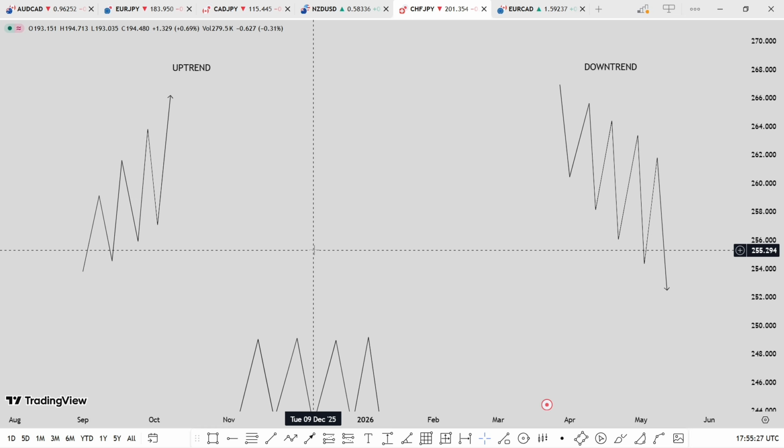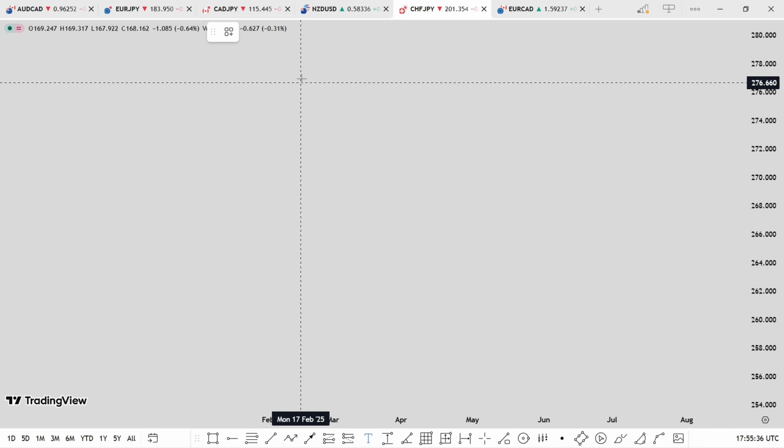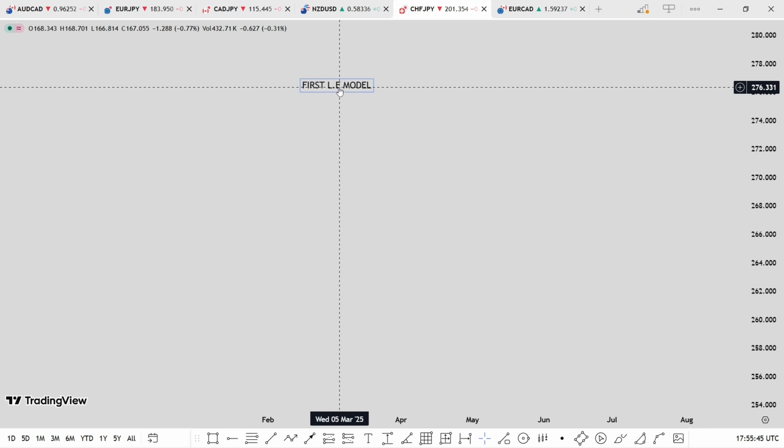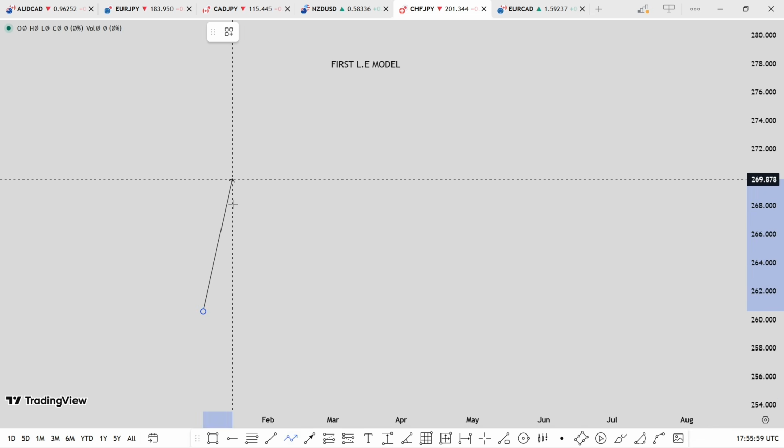Okay, so let's talk about the first L.E model. In this lesson we're only going to talk about the first one. In the other lessons we talk about the second, third, and then the fourth. So the first L.E model is essentially like this. We have a low, and then we have a high. So price will form a retracement. You will have a break of structure.